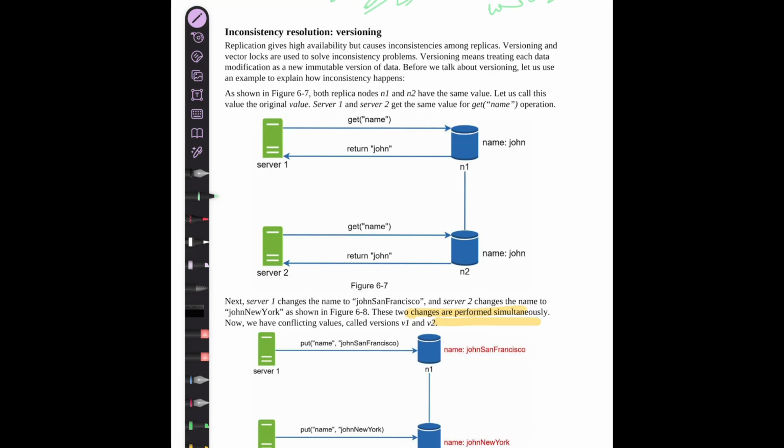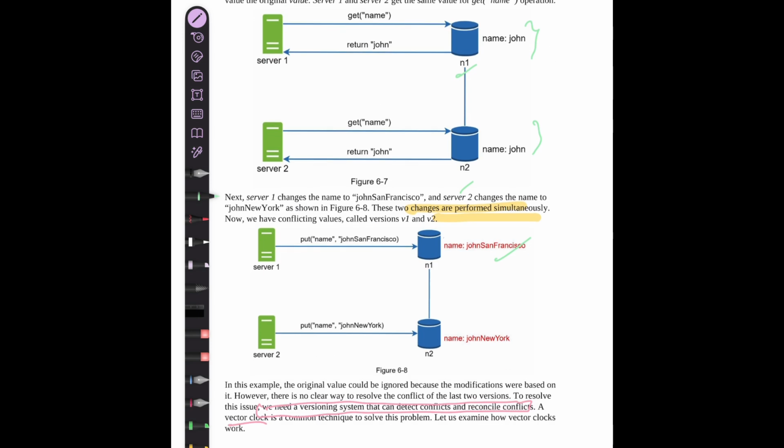This is the example they give here: there are nodes N1 and N2, both of which earlier had the name John corresponding to the key name. Server 1 does a write on N1 and updates the name to John San Francisco, and server 2 does a write to N2 and changes the name to John New York. Since both happened simultaneously, this led to inconsistency between N1 and N2. But there has to be a way to identify that the data of the node is inconsistent. That's where the concept of vector clocks comes in.